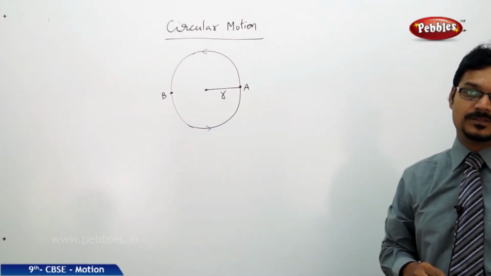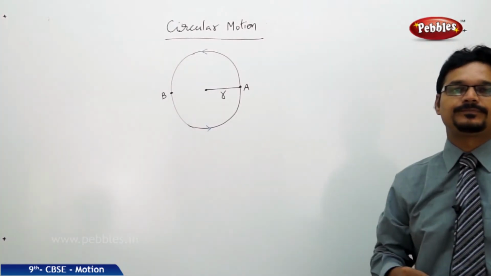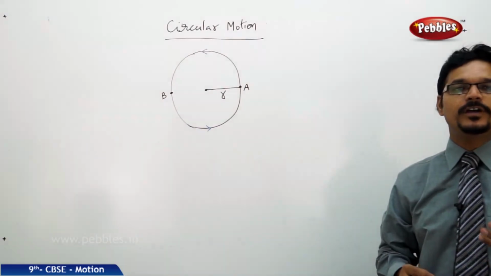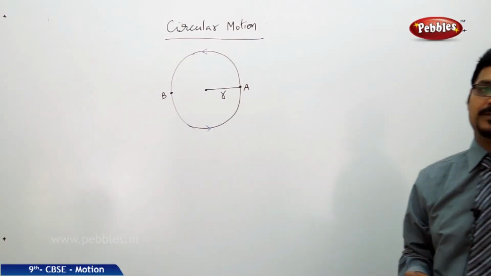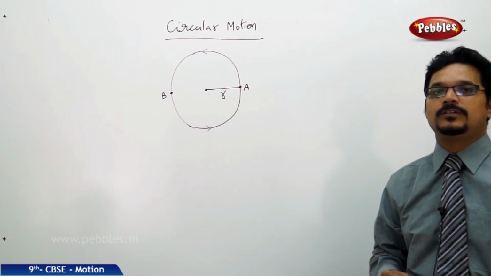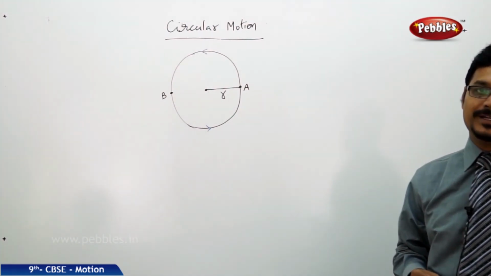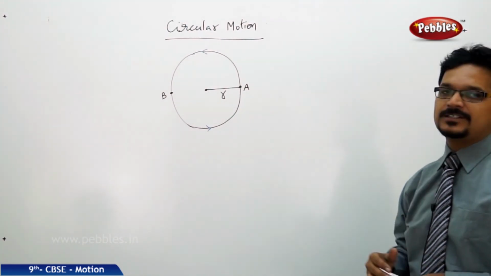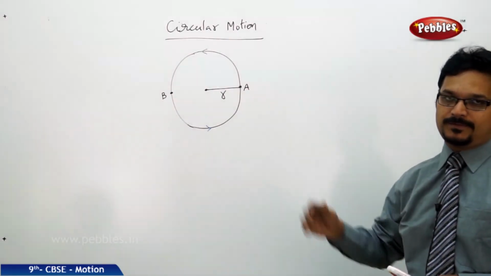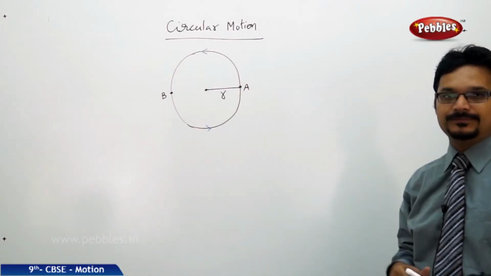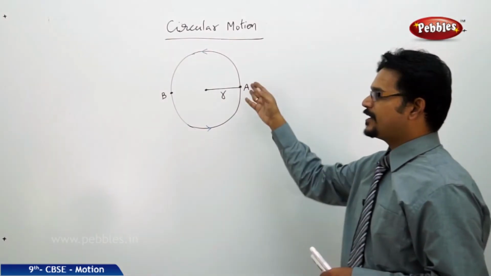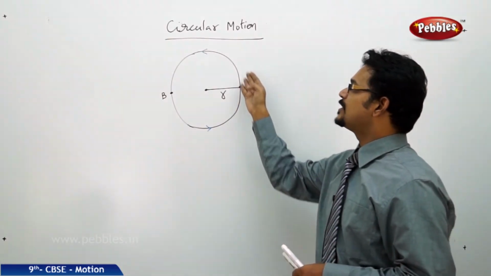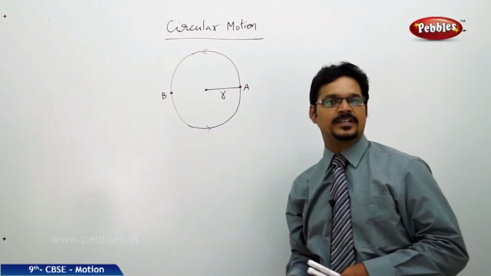The next concept, circular motion. Why have we introduced circular motion in this chapter? You get to know within a few minutes. See this circle shape. The circle shape resembles the circular motion. If any body starts at point A and moves in a circular path, we can say it's a circular motion.